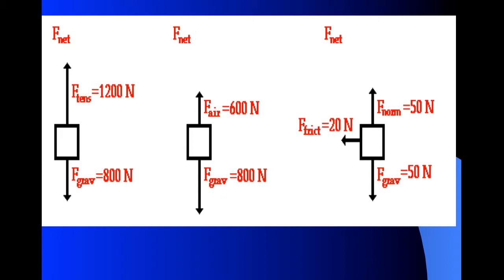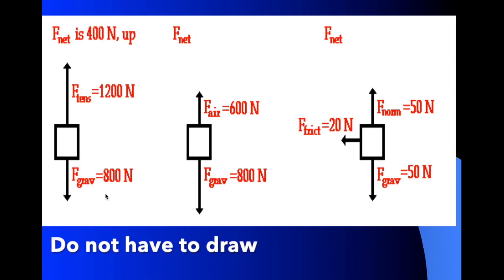Forces can also be at diagonals or at different angles, even in 3 dimensions. So let's go ahead and look at this. This is showing that the force of tension is pulling up 1200 newtons, whereas gravity is pulling down 800 newtons. So it's still going in opposite directions. Therefore, if the forces are going opposite directions, then all you need to do is subtract, and your answer is 400 newtons, and the object would be going up.